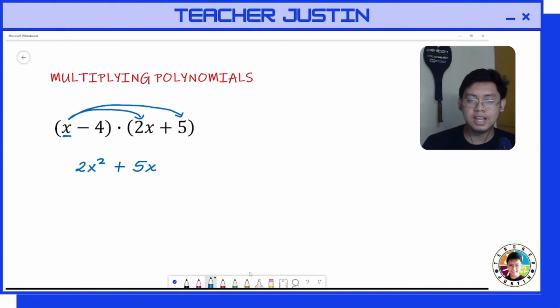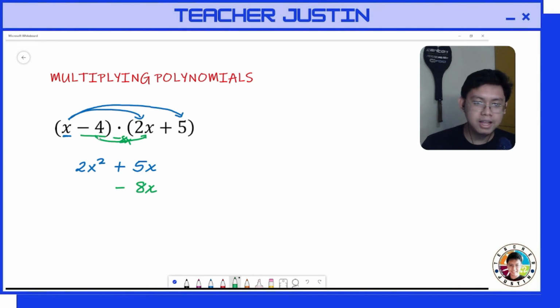Next, let's proceed to our second term of our first group, which is negative 4. So we multiply negative 4 and positive 2x. So coefficient times coefficient. So negative 4 times 2, that will give us negative 8. Then copy the variable x. So we have negative 8x. So we will align it with our positive 5x because they have the same terms. Okay.